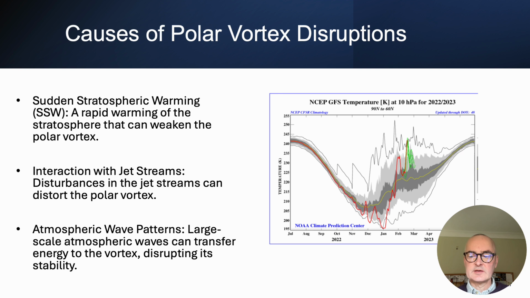Another factor is the interaction with the jet streams, particularly the polar jet stream. When the jet stream is disturbed, often by factors like oceanic patterns or even mountain ranges, it can push and pull on the polar vortex, leading to distortions. Lastly, large-scale atmospheric wave patterns, also known as Rossby waves, can transfer energy from the lower atmosphere into the stratosphere, disrupting the polar vortex and causing it to wobble or break apart.